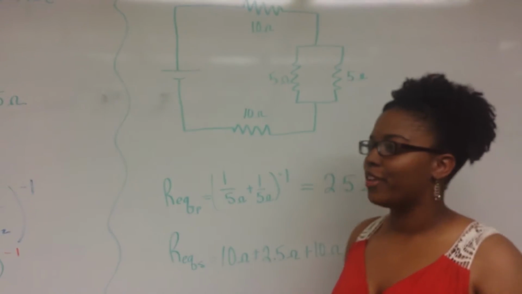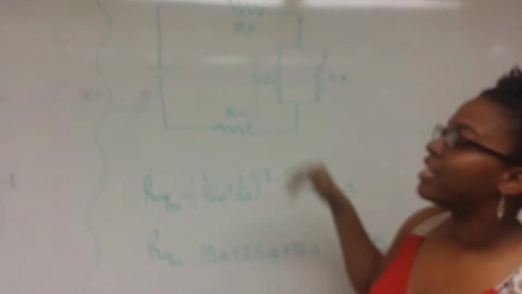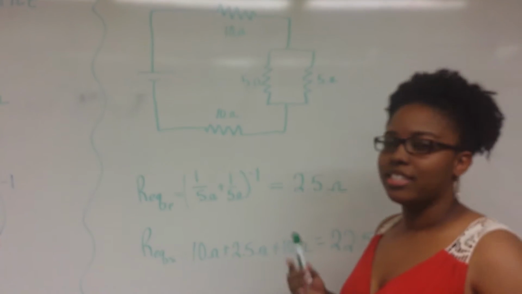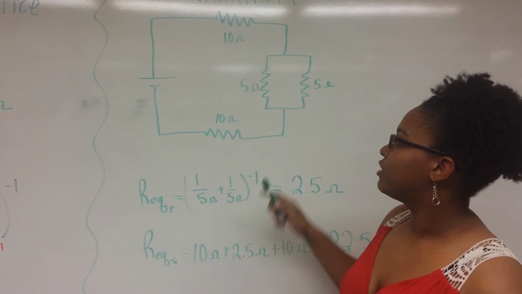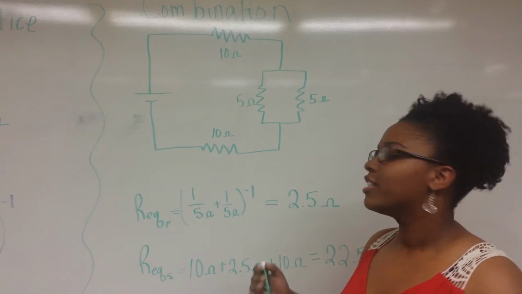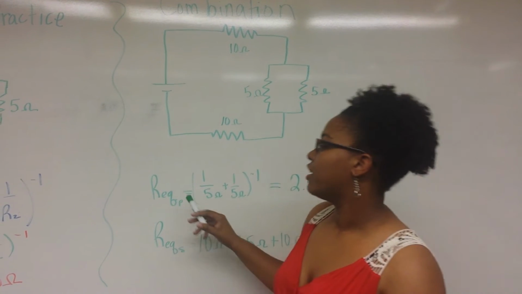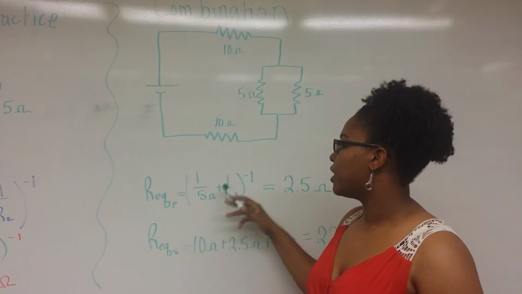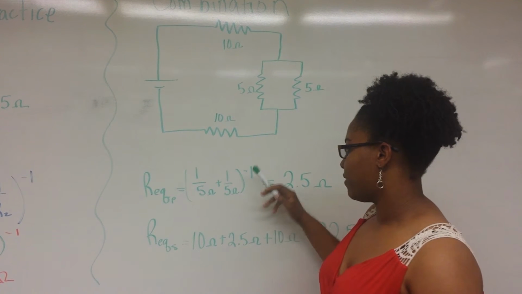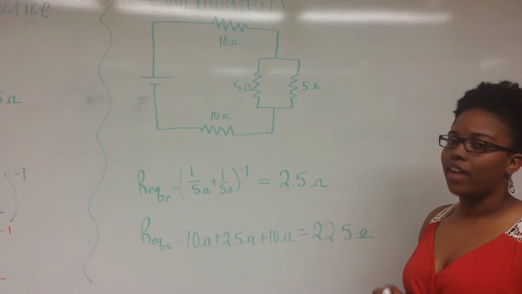So now what happens if we have both resistors in series and parallel in the same circuit? What we would do is, the easiest thing for me to do is always do the ones in parallel first. So what I did was I did Req for parallel is equal to 1 over 5 ohms plus 1 over 5 ohms, and the inverse of that number, which gave me 2.5.